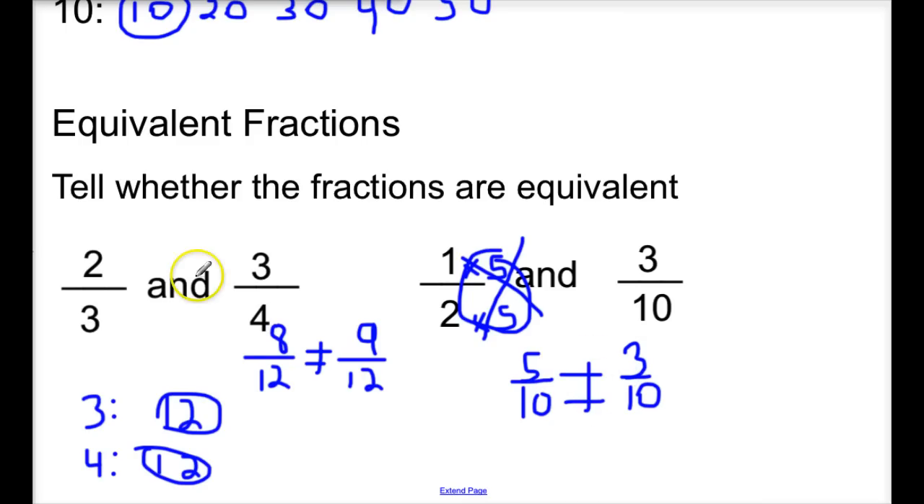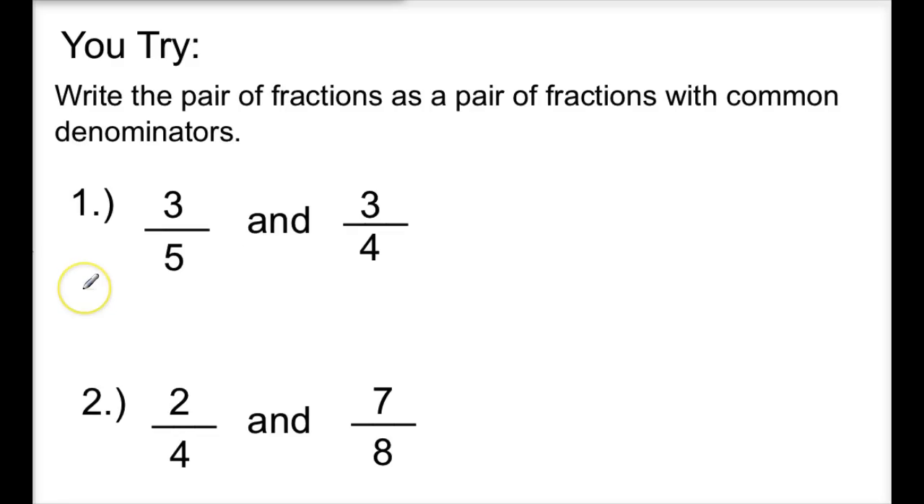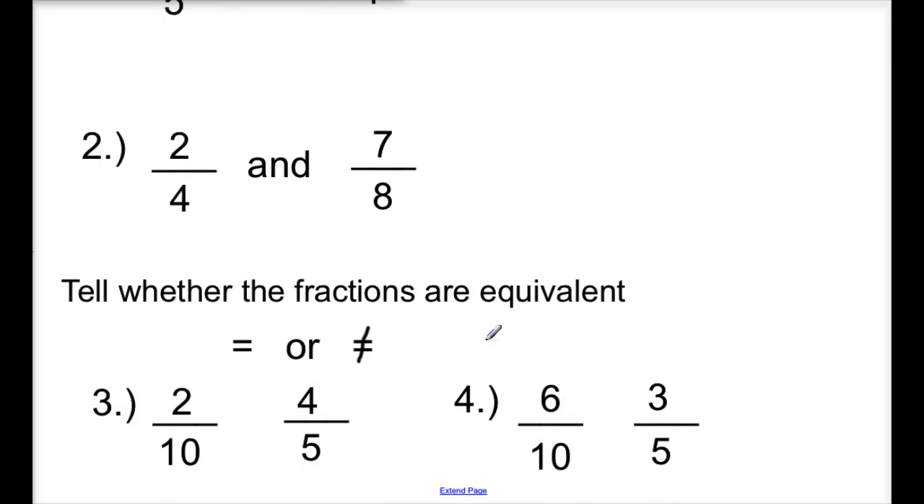Okay? Now I want you to do some practice on your own. You are going to look at these problems. There are a total of 4 of them. I'll scroll up in a minute so you can see them. The first 2, you're going to write these fractions with common denominators. So these are a pair of fractions. You're going to write an additional pair of fractions with common denominators for 1 and 2. And then when you get to 3 and 4, you're going to tell whether these fractions are equivalent or not equivalent. And this will be a review of your work with equivalent fractions already this week.